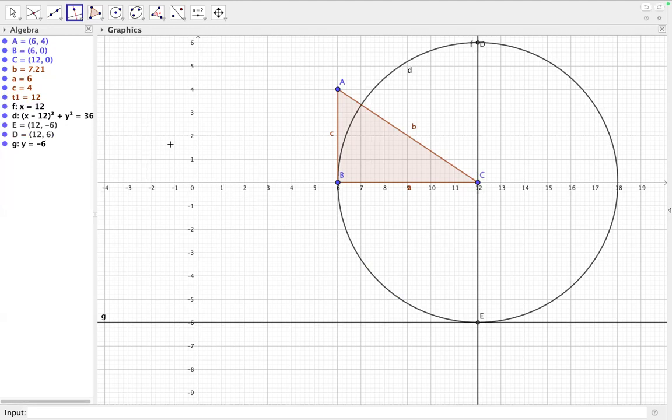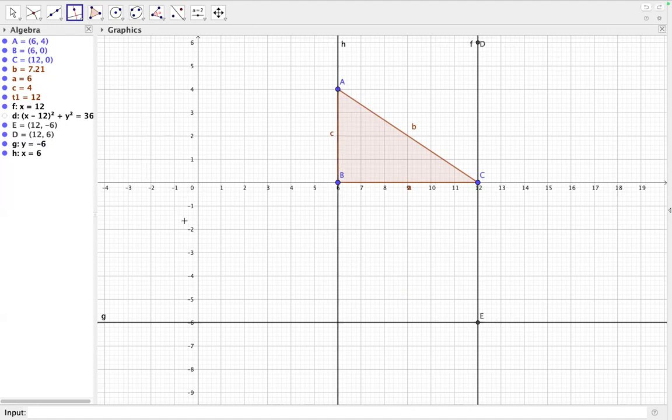So we have to use the perpendicular tool to get it to be 90 degrees. Then we can use the same perpendicular tool to find the line perpendicular to this line at this point here. Now we can remove the circle, then find the point of intersection of this line and this line.